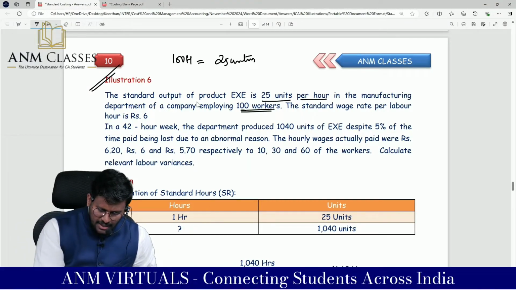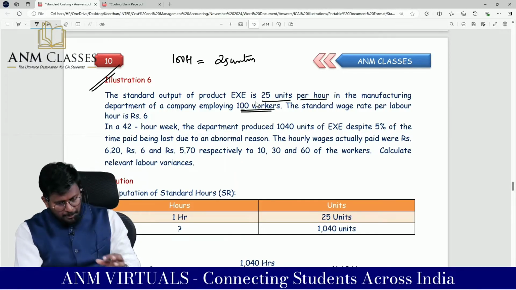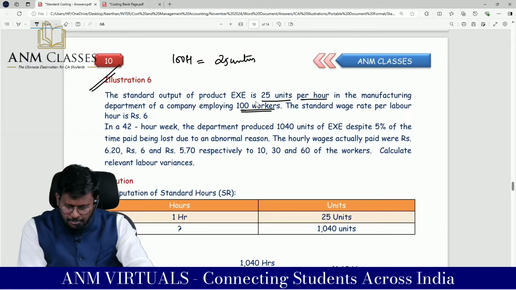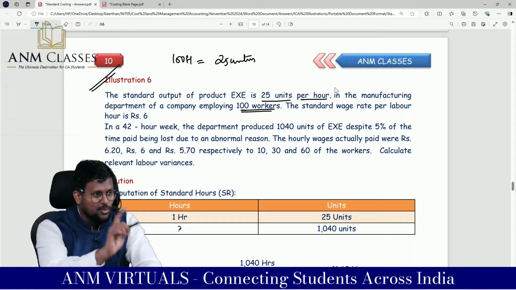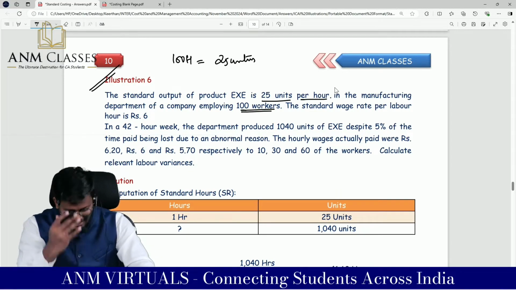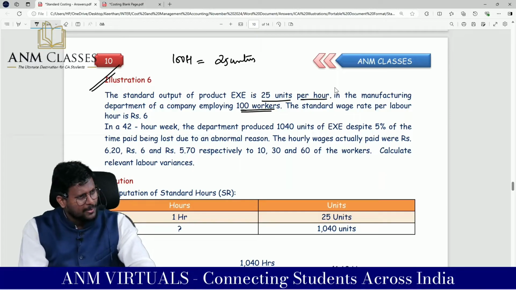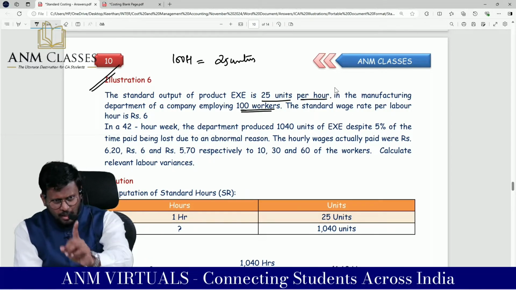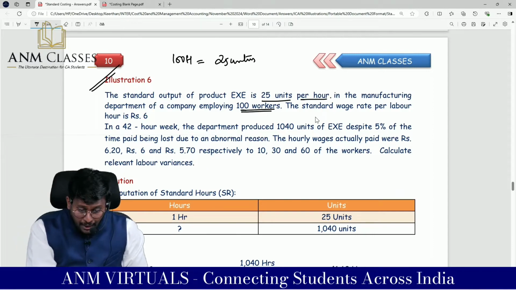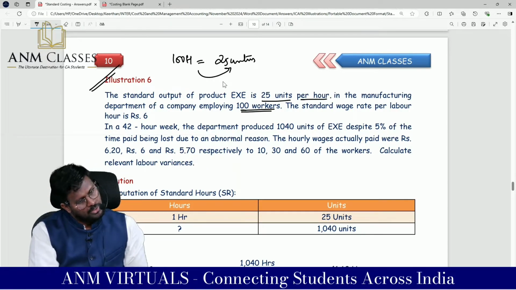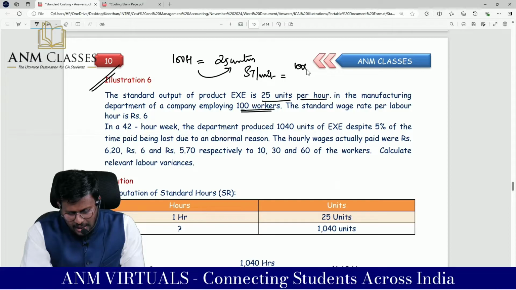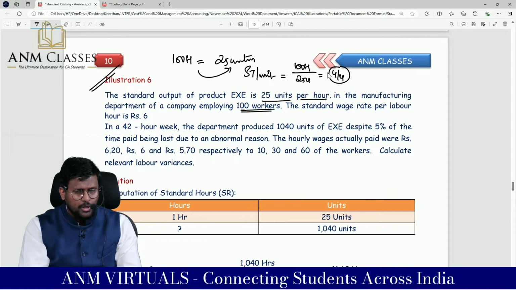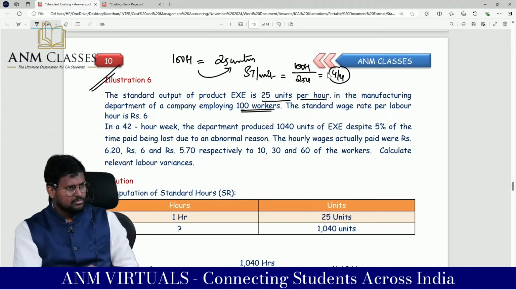All right. The standard output of product EXE is how many units? 25 per hour. In the manufacturing department of a company employing how many? If they had put a full stop here and stopped, 1 hour is equal to 25 units. But they did not stop. In the manufacturing department of a company employing 100 workers. That means one worker works one hour, so 100 workers work 100 hours. That means standard time per unit is equal to 100 hours divided by 25 units, which comes to 4 hours per unit. I take 4 hours for one unit. Shall I proceed? Yes, sir.